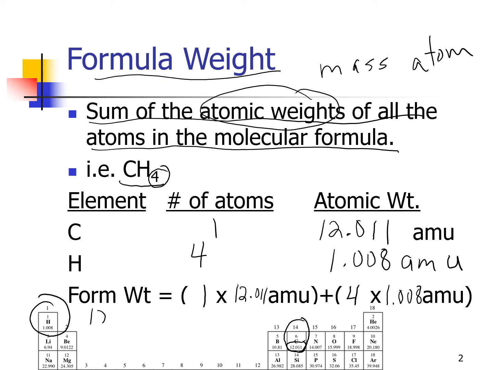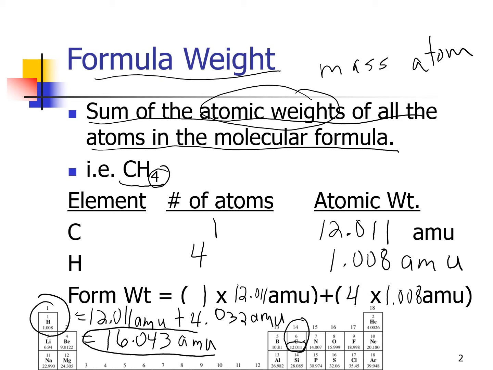So I will have 12.011 AMUs plus 4 times 1.008 gives me 4.032 AMUs. And then when I add those two numbers together, I get 16.043 AMUs. And that is the mass of one molecule of CH4.